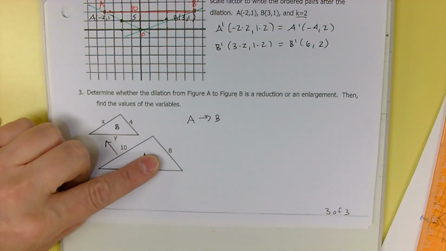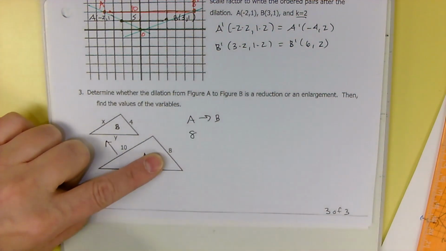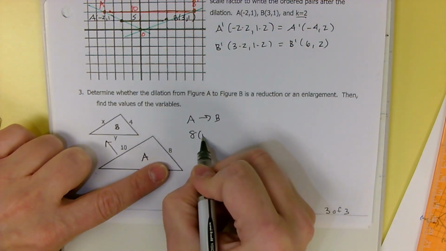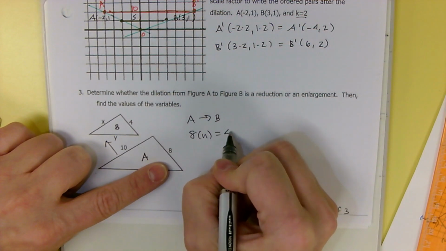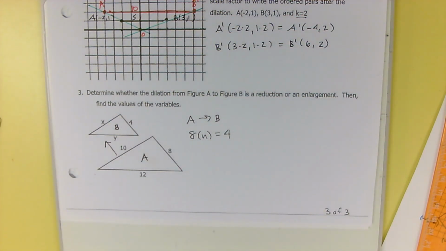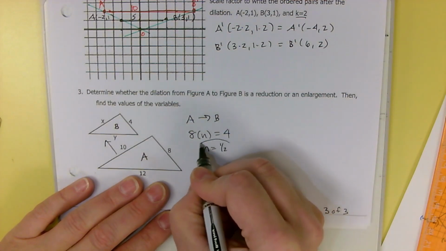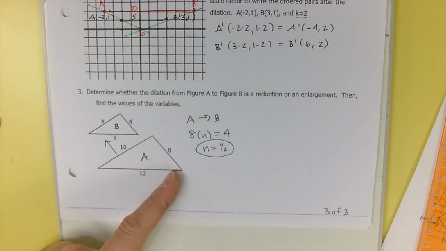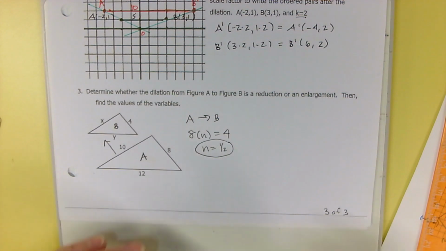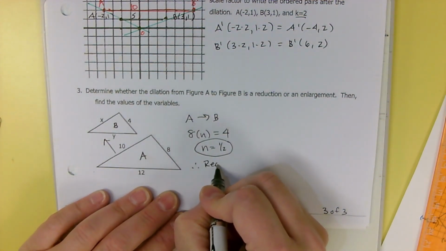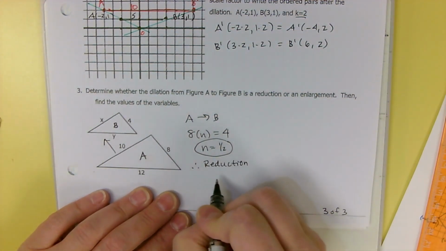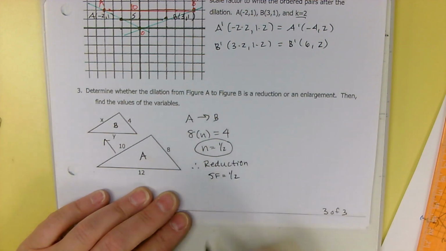So I have a side length of 8. Originally, it got multiplied by some number n, and the side length became a 4. Okay, what times 8 is 4? A half. So the original length was multiplied by a half, and that's how we got to 4. Therefore, it is a reduction, and the scale factor is a half.